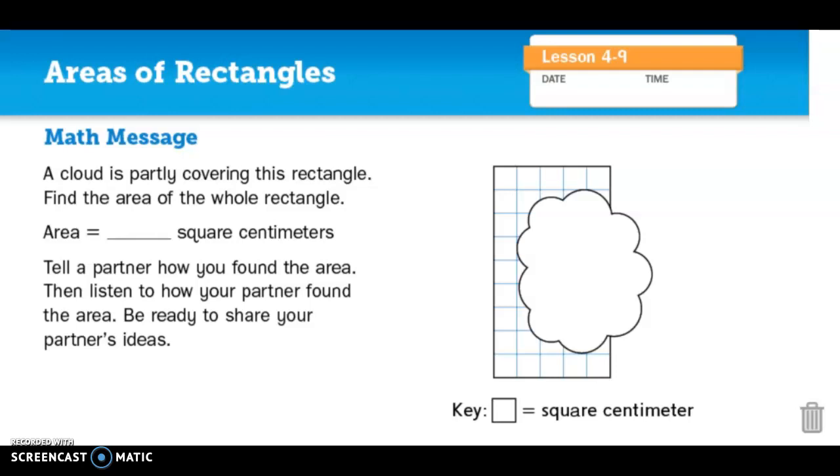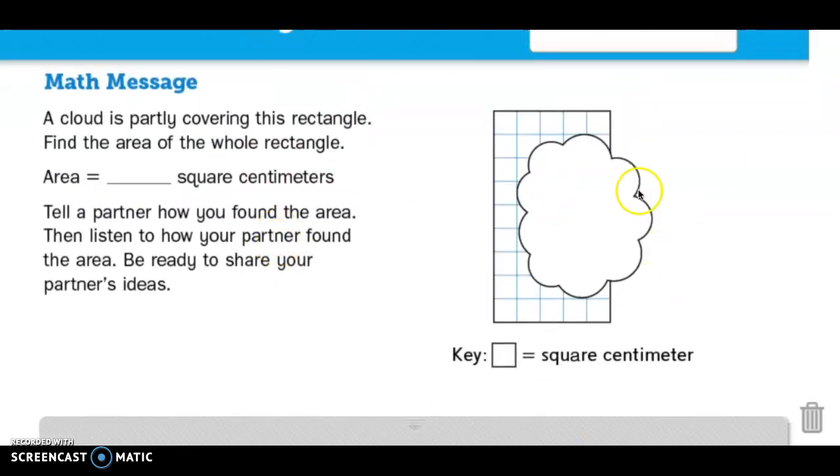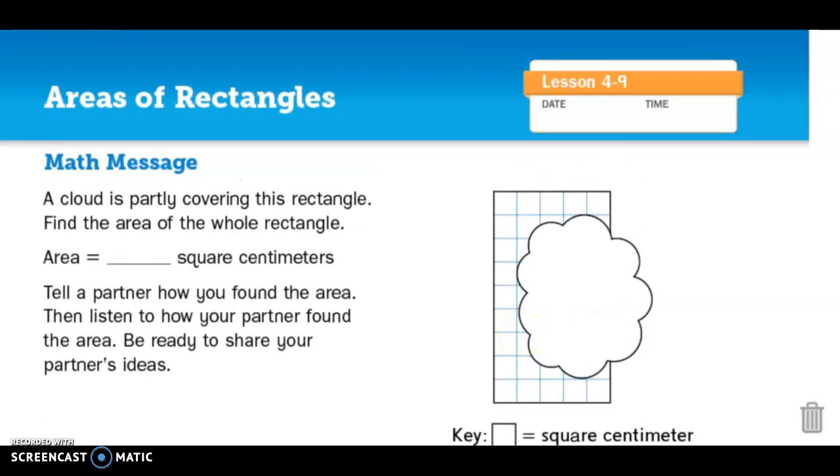All right, hello people. We are on Math Message for 4-9. It is on journal page 124. Math Message is only this top part. Here we go. A cloud is partly covering this rectangle. Find the area of the whole rectangle. Area equals blank square centimeters.